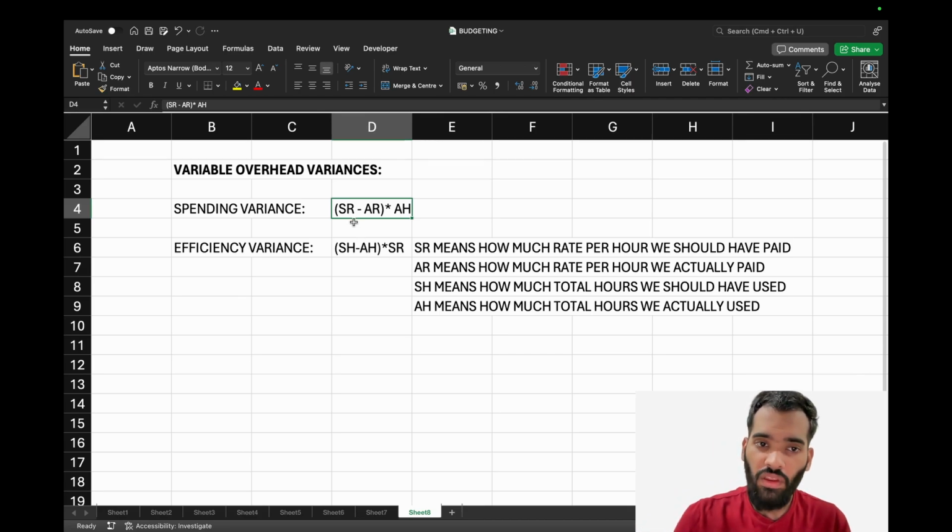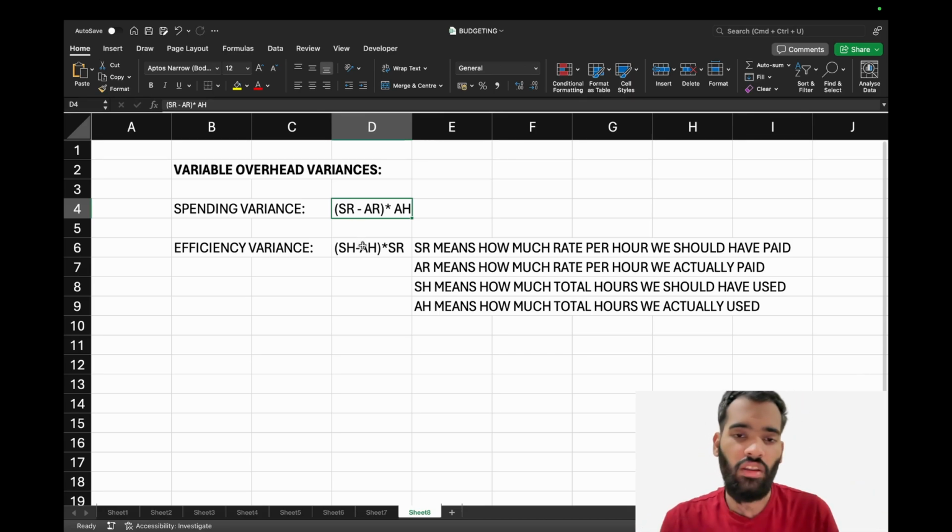So rate is the only difference. Hours are similar to direct labor hours. That doesn't really change. So now we're going to obviously solve a question. So you can see everything's pretty straightforward.